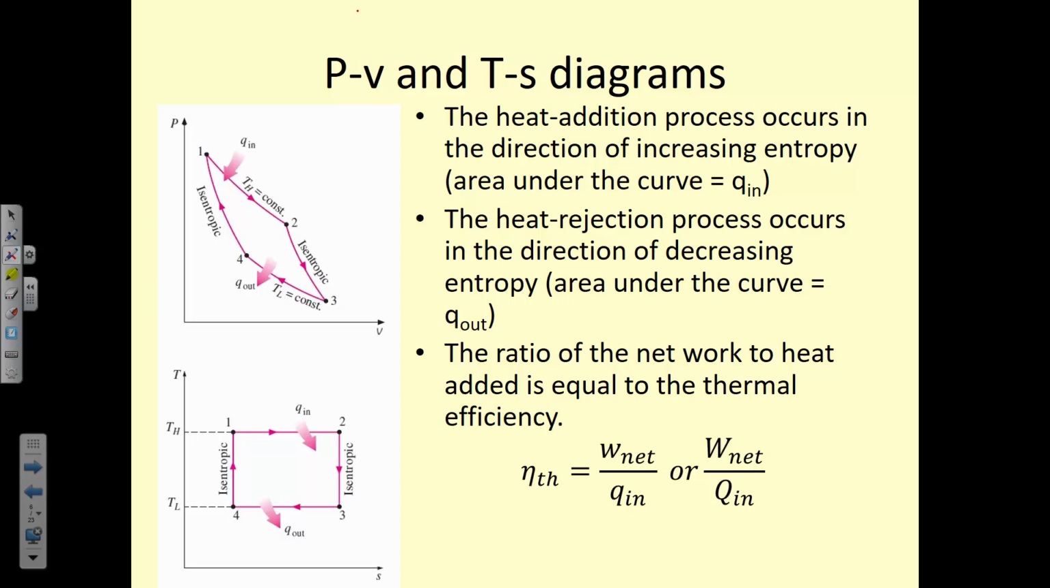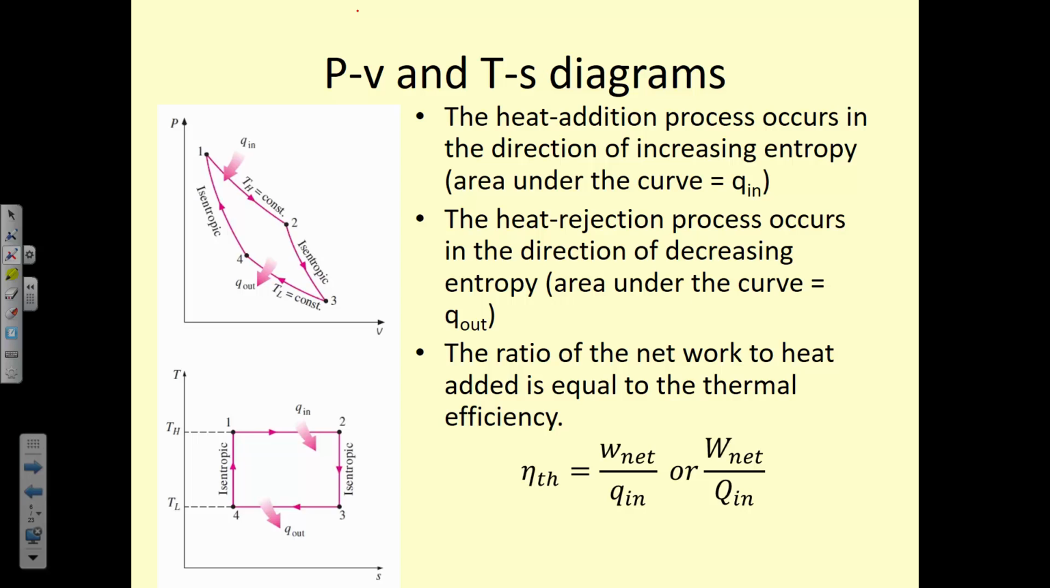The heat addition processes on these diagrams will occur in the direction of increasing entropy, which should make sense if you think about it, because as you add heat to the system, you're increasing the motion of the molecules, there's more disorganized energy, so the entropy level is higher. And then the heat rejection process will occur in the direction of decreasing entropy. So as you reject heat from your system, your entropy should decrease as well.